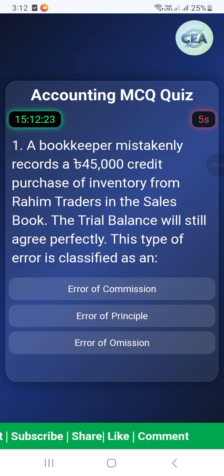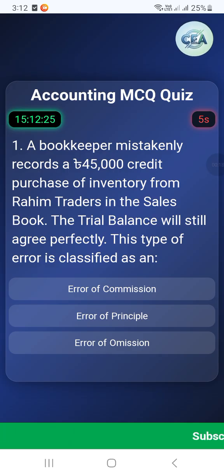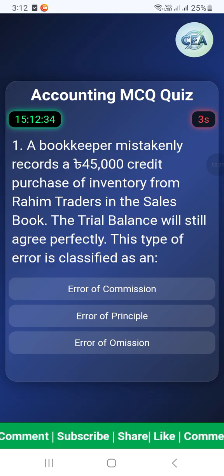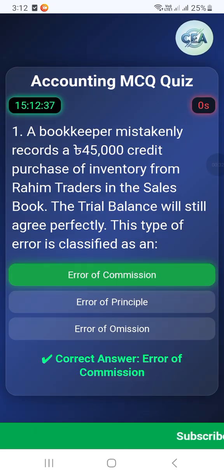This type of error is classified as: Option 1. Error of commission. Option 2. Error of principle. Option 3. Error of omission. Correct answer is error of commission.